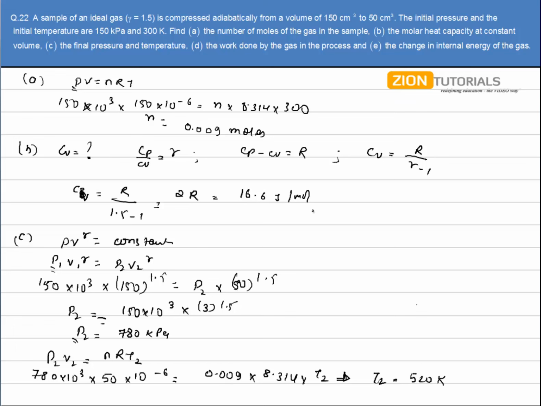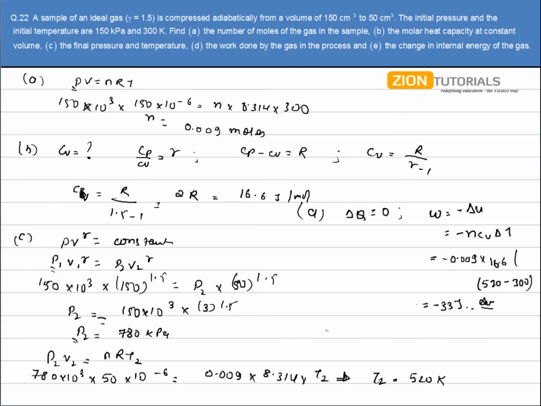Alright. In the D part, we have to calculate the work done in the process. Now since the process is adiabatic, we know that delta Q will be equal to 0. So the work done will be equal to the change in internal energy, or minus of nCv delta T. So we do have all the values. The value of n is 0.009. The value of Cv is 16.6, and the change in temperature will be equal to 520 minus the initial temperature, that is 300. So it comes out to be minus 33 joules. The minus sign simply shows that the work is done on the system.